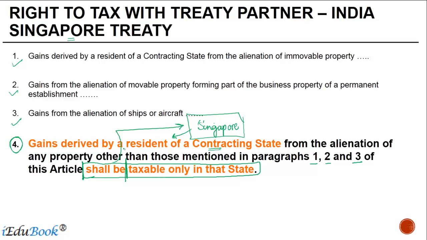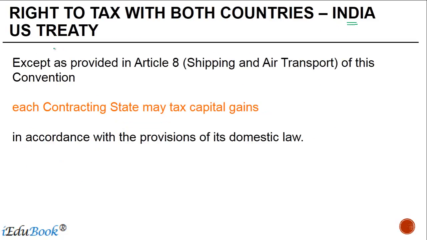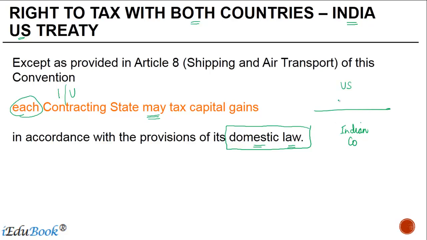Let's look at one more treaty, which is the India-USA treaty. In this case, the right to tax is with both the countries. Except as provided in Article 8 of this convention, each contracting state, which means both India and USA, may tax capital gain in accordance with the provisions of its domestic laws. Which means that if there is a US resident selling shares of an Indian company, right, the capital gains can be taxed by both India and the US as per their respective domestic laws, meaning thereby that both of them have a right to tax these capital gains.